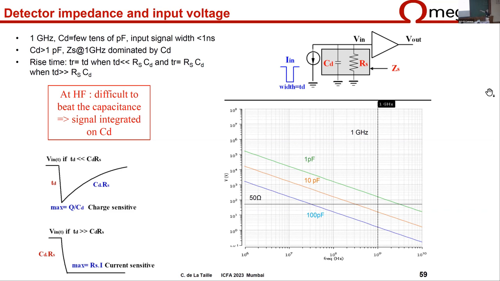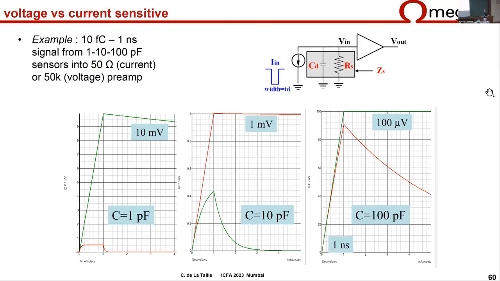If I did not have the capacitor, I would see exactly this pulse shape with infinitely fast electronics. When I put the capacitor, I get the integral of the pulse shape of the current. You can make a little simulation here. For example, I just take 10 femtocoulomb, duration of 1 nanosecond. You can play a lot, again, on the detector capacitance. You send that into 50 ohm or 50 kilo ohm, so whether you go into a low impedance preamplifier or what we call a voltage amplifier.